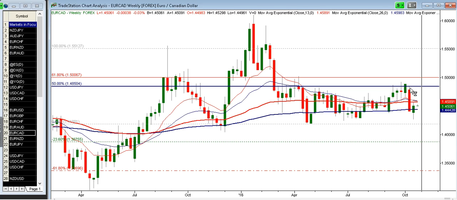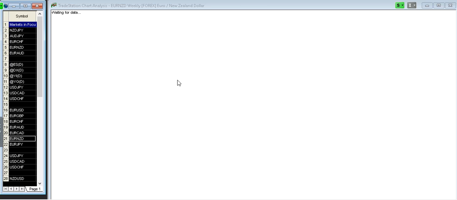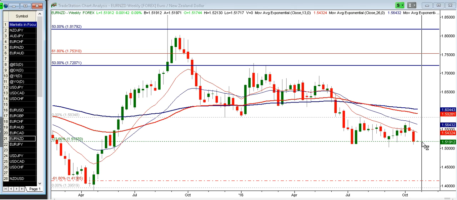I would leave this market alone for now, because not everything lines up as we like to see. So I'll leave it by itself.